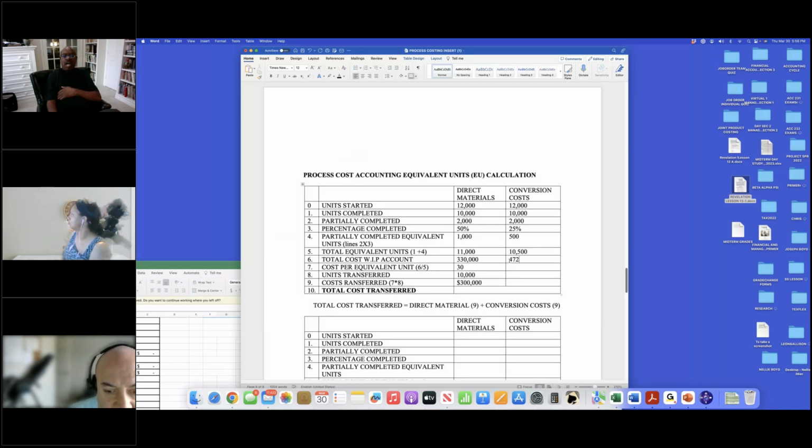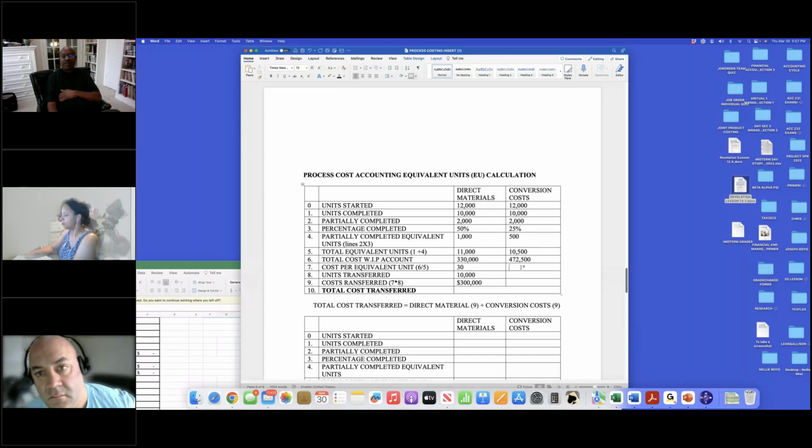So what's going to be our cost per equivalent unit? So we multiplying. Hold up. 472,500. We divide, dividing line 6 and 5, right? That's a big number. 472,500 divided by 10,500. 45. Okay, 45 would be our cost per equivalent unit.